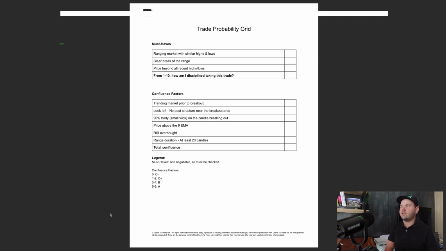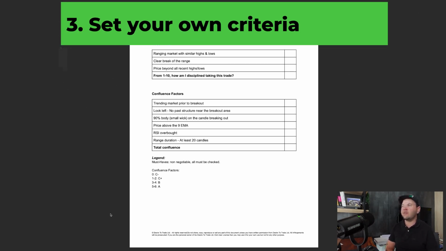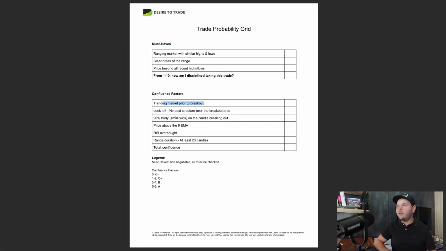Now, we have some confluence factors, which help us confirm or add confluence to a trade and make it work better. When the market is trending prior to the breakout, it usually works better because we go in the direction of that same trend. We have look left: no past structure near the breakout area. So if you see no past highs and lows near the breakout, that's a good thing. Of course, we want to check each of these that match our trade.